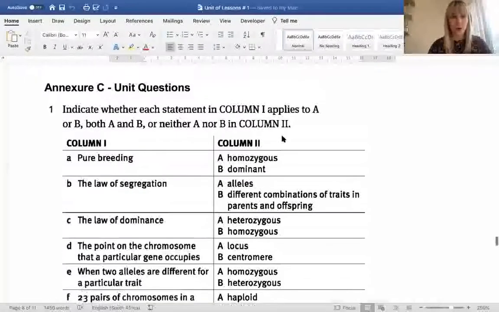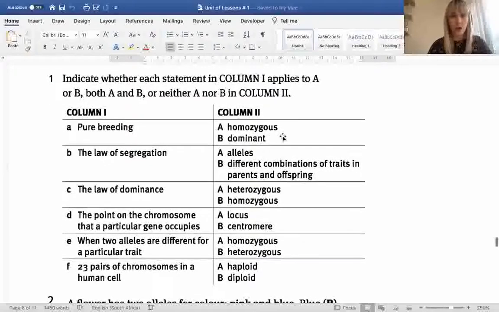So we will start with the unit questions in class. Sorry, let me just share that with you quickly. Word here. Okay, so I hope you can all see this now.